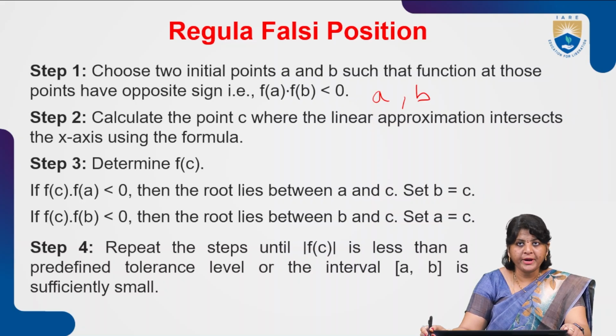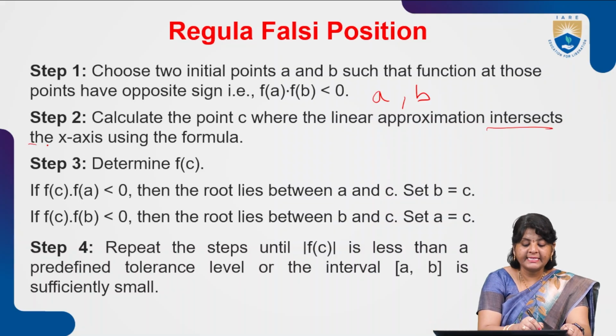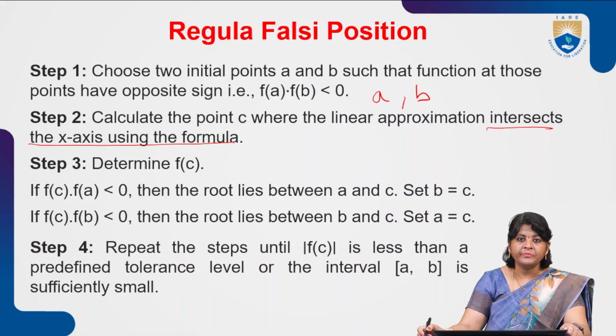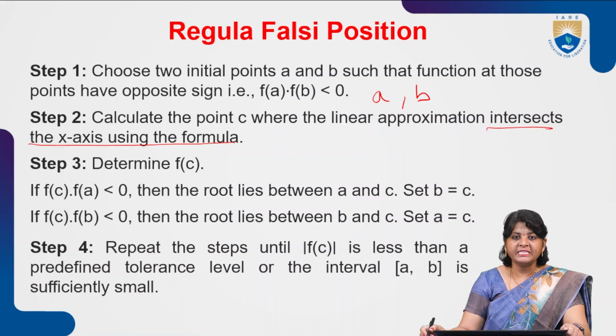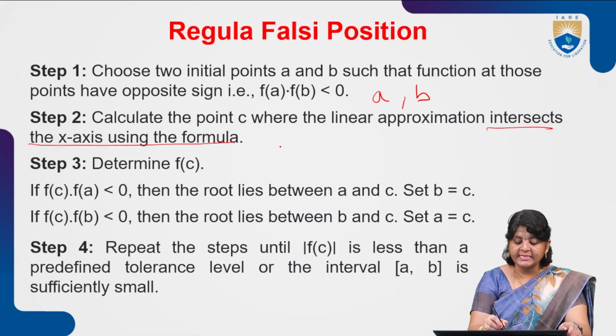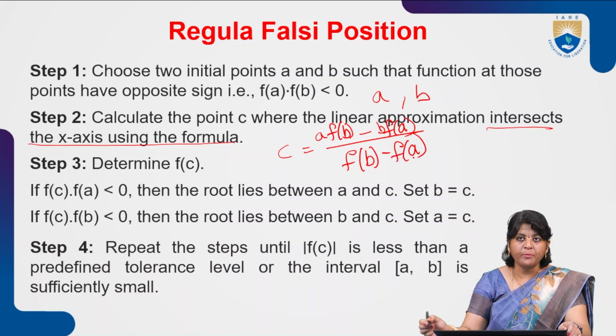Step 2. Calculate the point C where the linear approximation intersects the x-axis using the formula. Here, the formula to find C is not the same as in the bisection method. In the bisection method, we used a plus b by 2, that is interval halving. But here, C is a into f of b minus b into f of a by f of b minus f of a. This is the formula to find the C value.